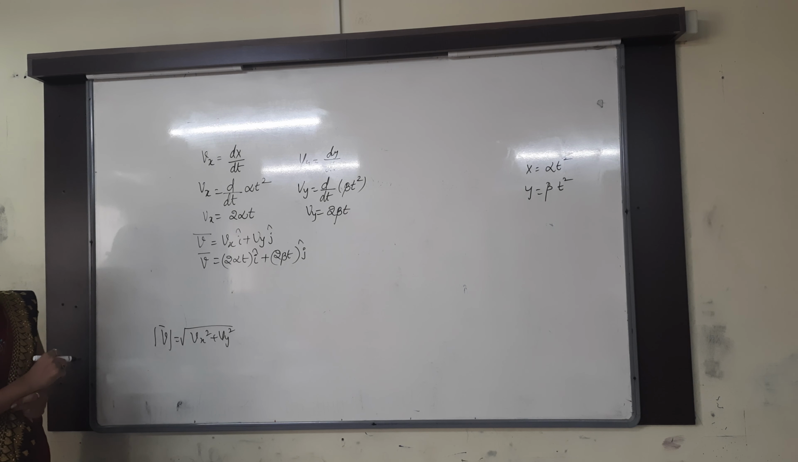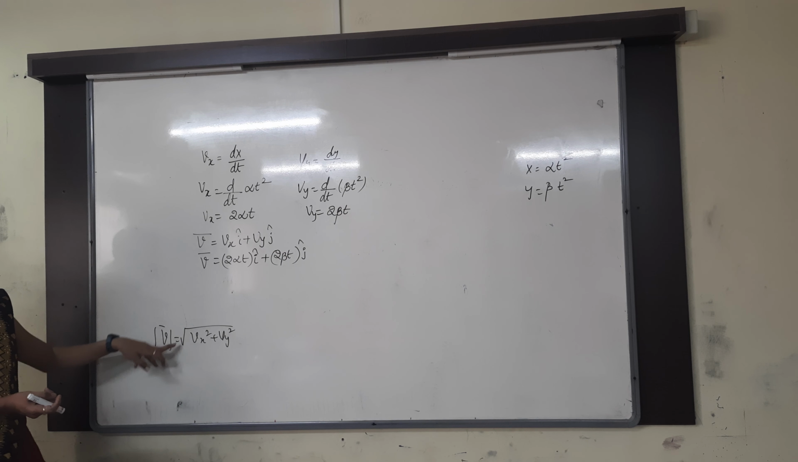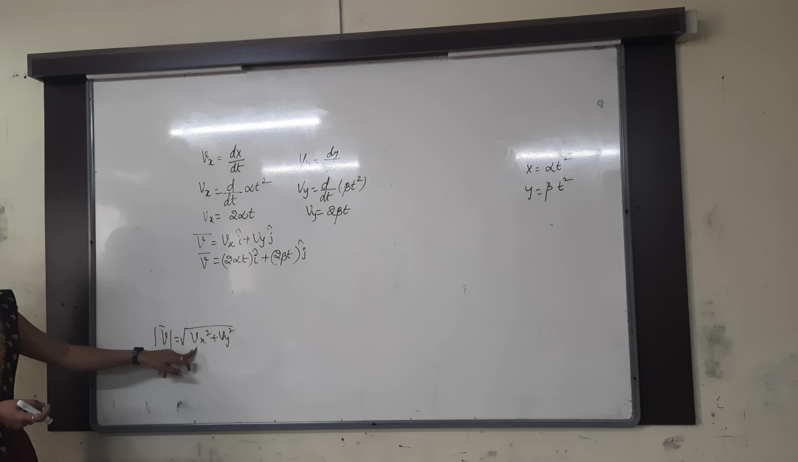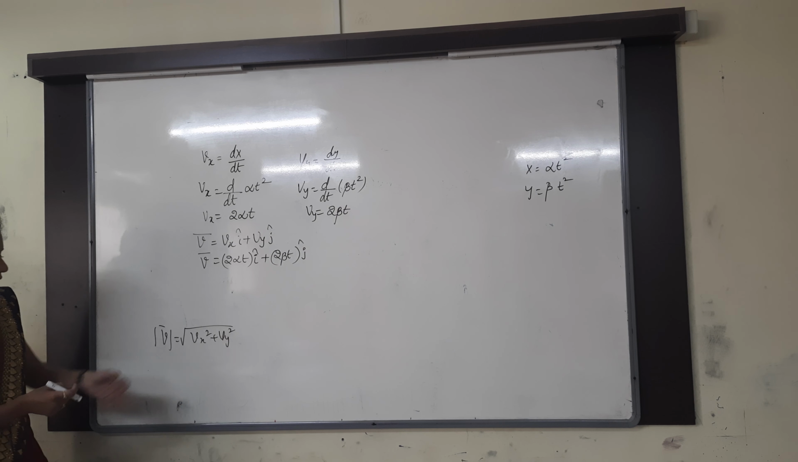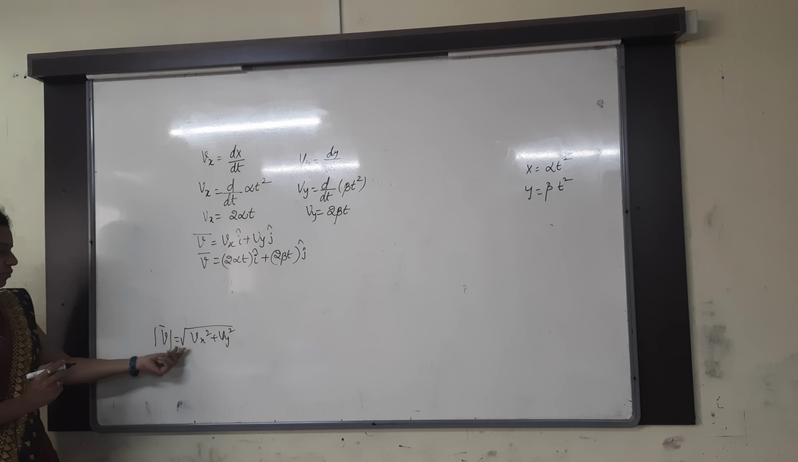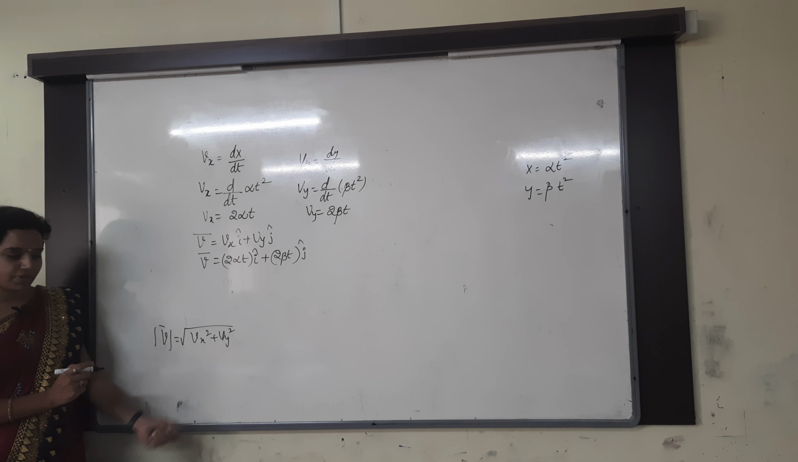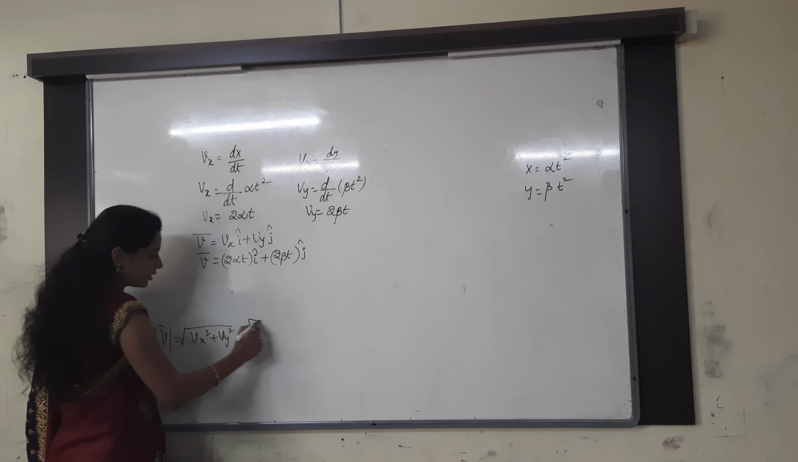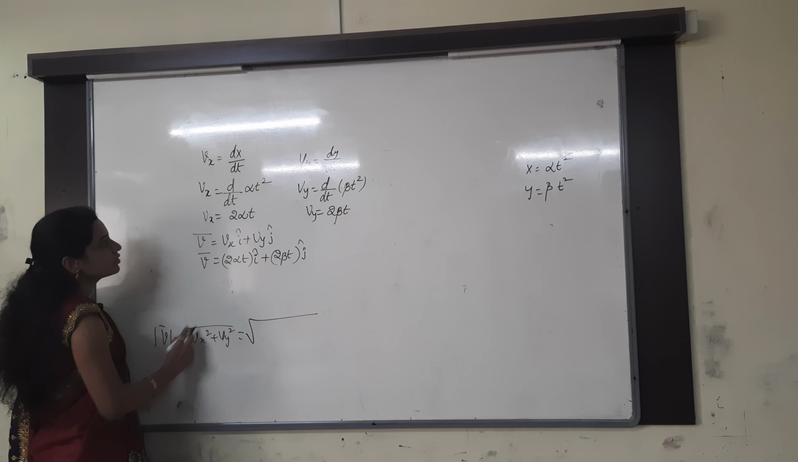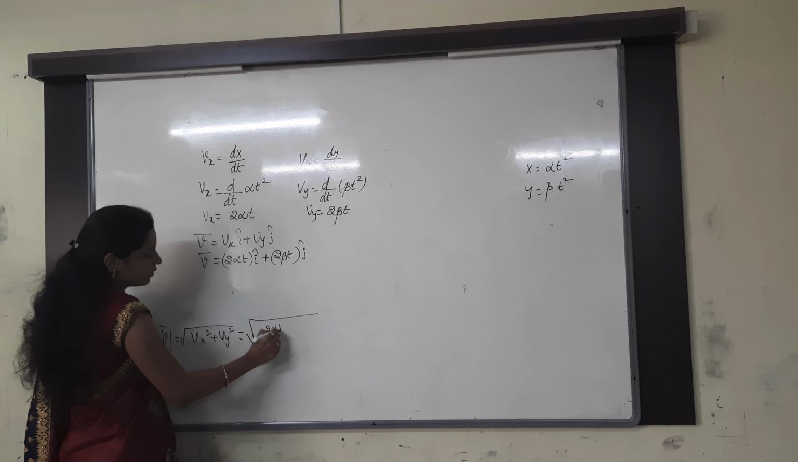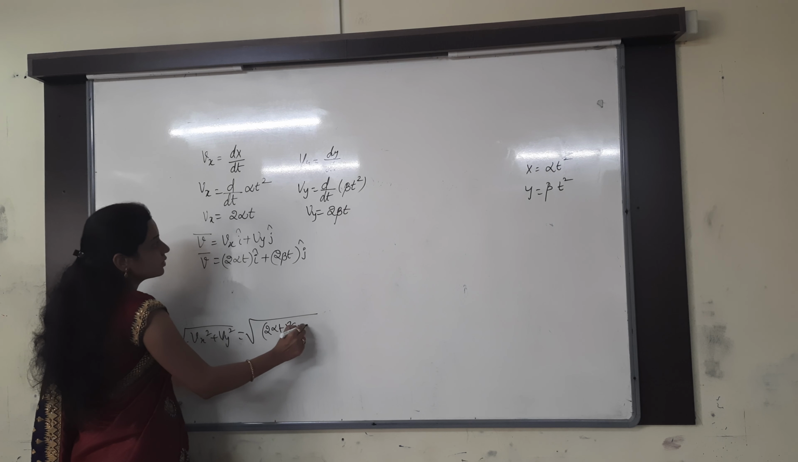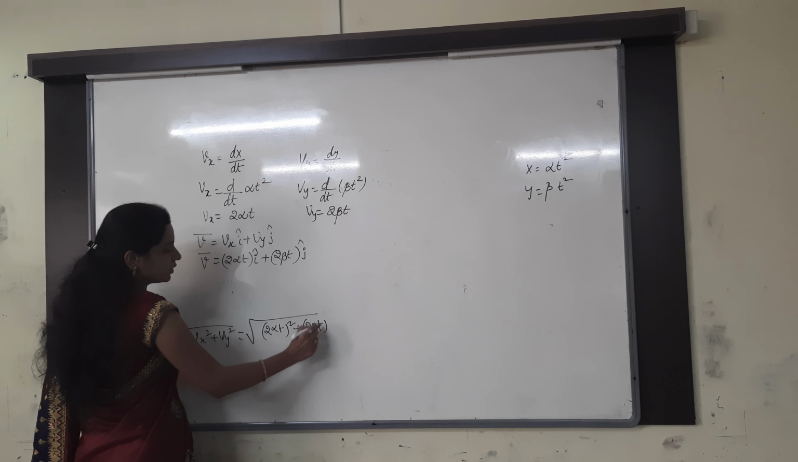Now you have to find out the speed. They are saying about the speed. So how to get the speed? Nothing but the magnitude of velocity. Magnitude of velocity gives you the speed. So that magnitude of velocity is nothing but root over Vx square plus Vy square. So root over, Vx is how much for us? (2 alpha t) whole square plus (2 beta t) whole square.